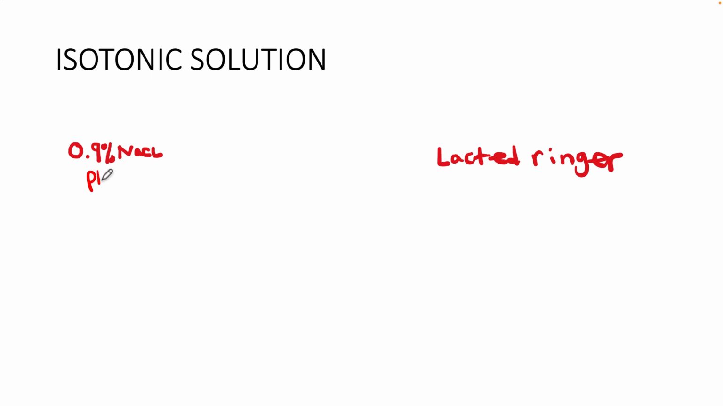The pH level for this is 5.7, so it's acidic. So if we give this in high volume, we can make the patient's body acidotic. However, Lactaid, we can give in high volume. This is most commonly used for patients when they are undergoing surgery.